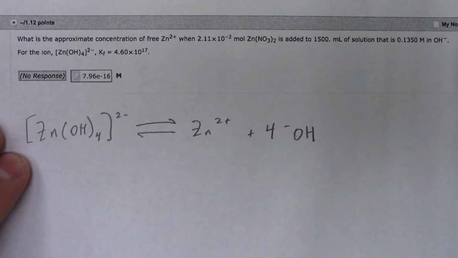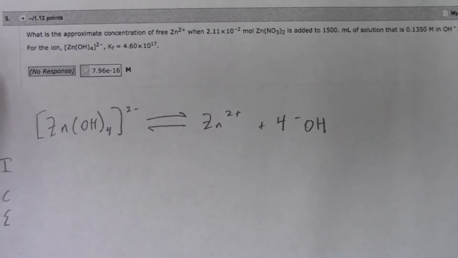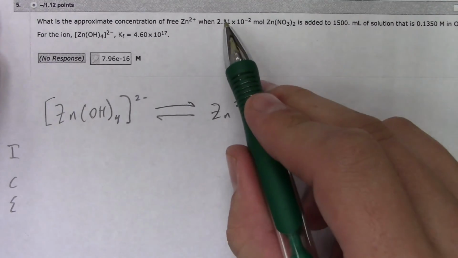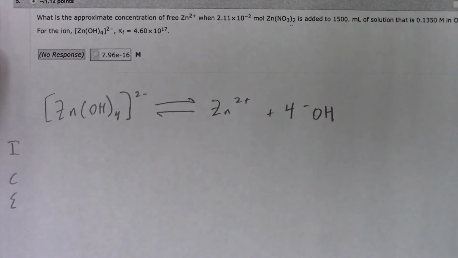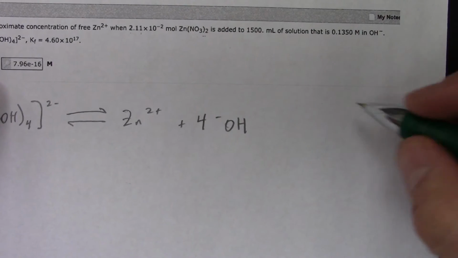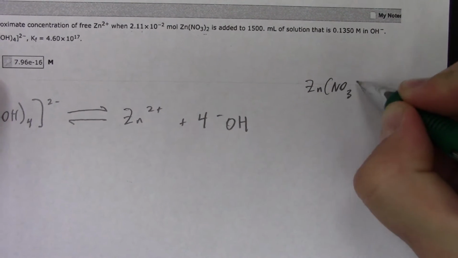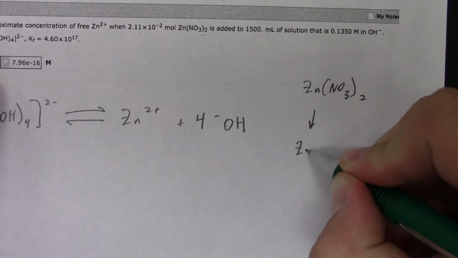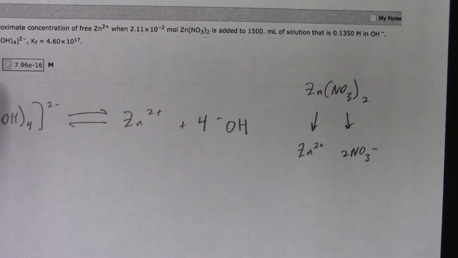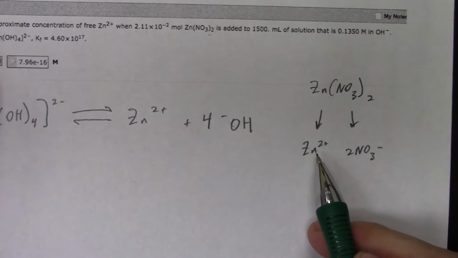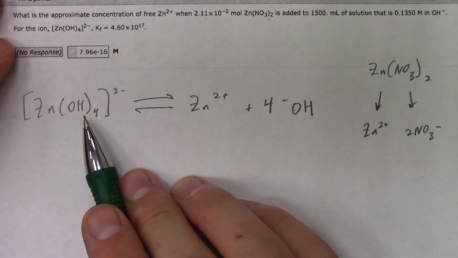So let's figure out how much of our complex ion we initially form. We're told that we have 2.11 e to the negative 2 moles of zinc nitrate, and we know anything with a nitrate is completely soluble. So our zinc nitrate produces zinc 2 plus and 2 nitrate ions. Now this zinc 2 plus, since the Kf value is so large, all of this zinc that dissociates will move to form the complex ion.